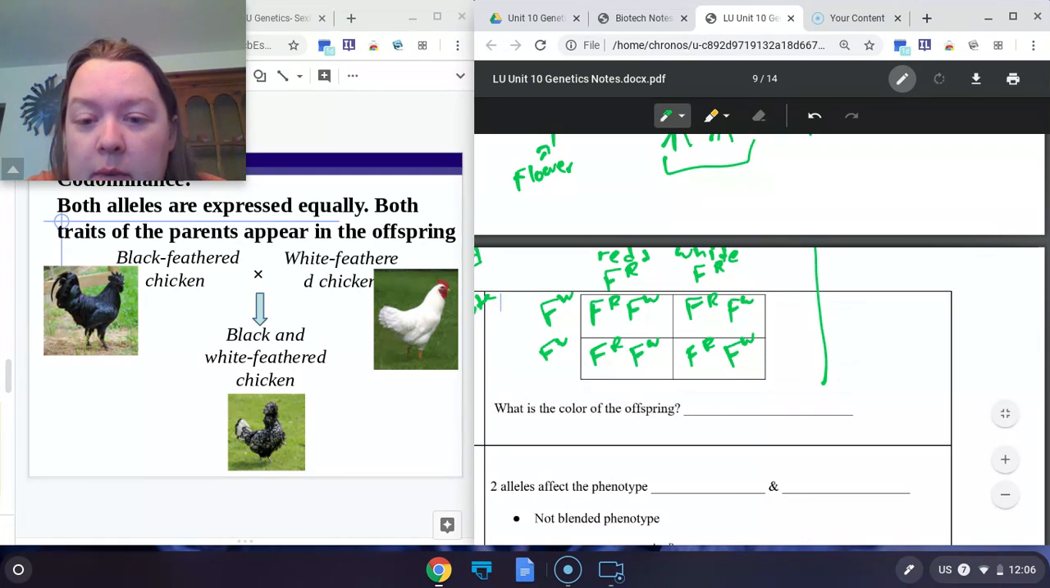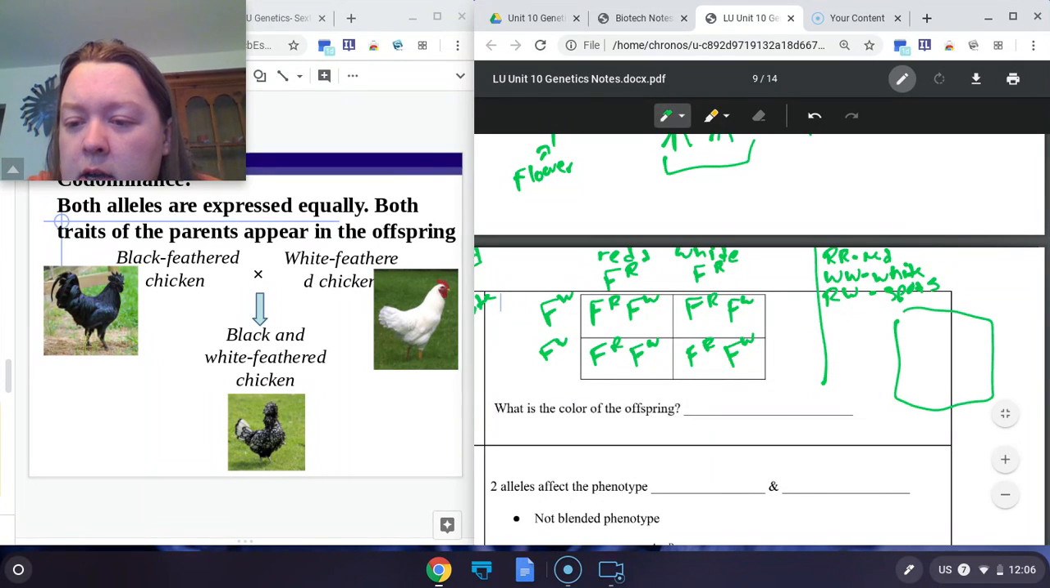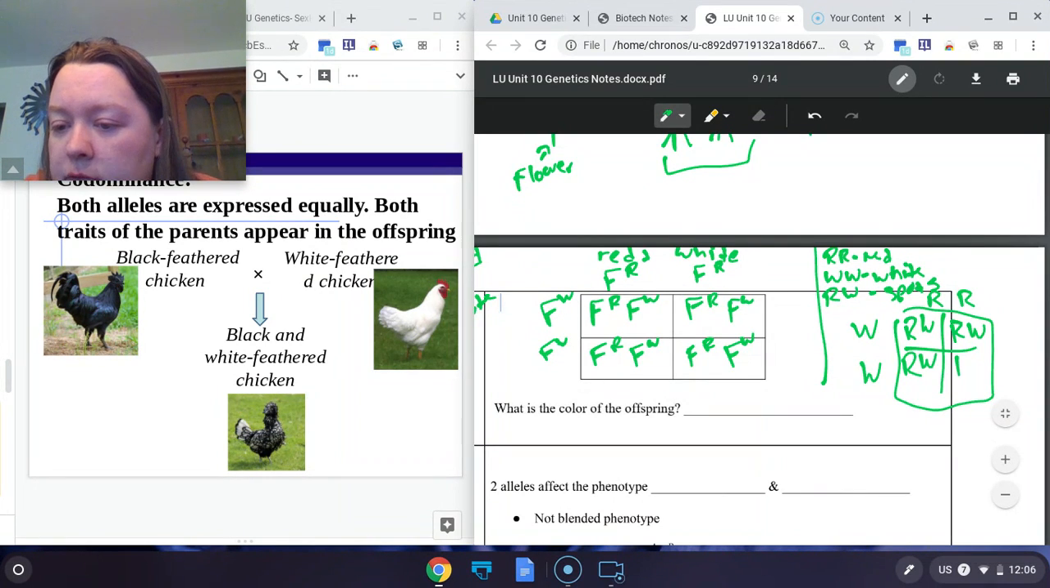So when I made my key, I would say RR is red, WW, white, RW, spots. When I filled out my cross, my red flower would be RR. My white flower would be WW. And I fill it out just like I typically would. And I just ignore the F's.